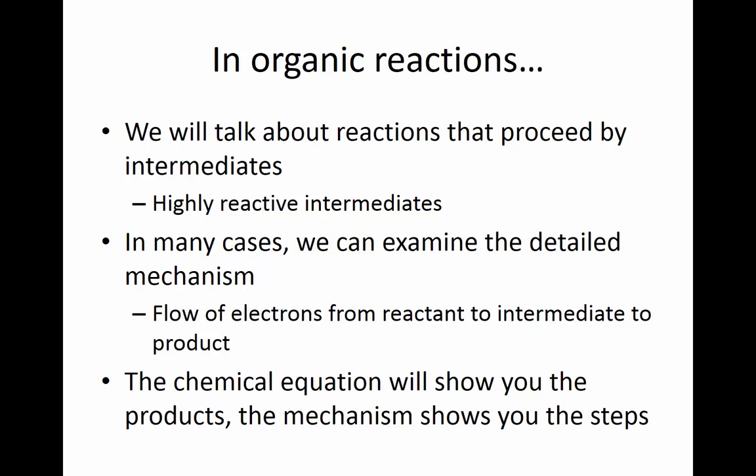In many cases, we can even examine the detailed mechanism of a reaction. So basically the flow of electrons from reactant to intermediate, to whatever intermediates are present, to the product. And the chemical equation will show you the reactants and the products. Our mechanism will show you the steps. And we'll get into the mechanisms later. But for now, it's enough to familiarize ourselves with reactants and products.